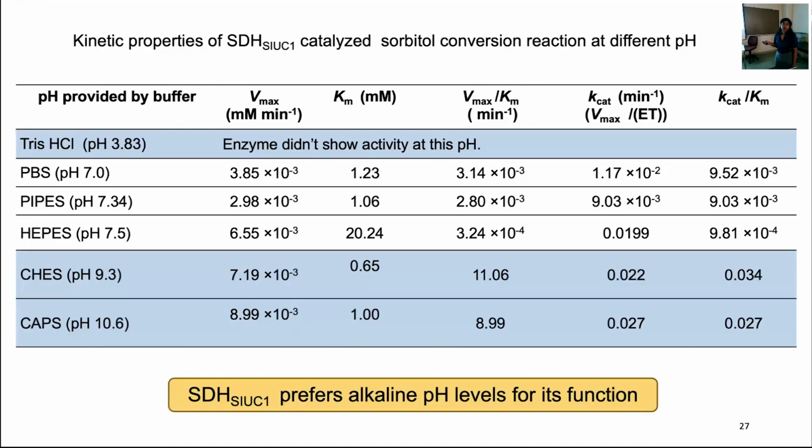So we did a kinetic property calculation for this experiment also, and we could see that when the pH is lower, at the acidic level, you couldn't see the enzyme being active, converting the substrate into its products. However, when you use alkaline conditions, you could see that the enzyme prefers alkaline conditions in converting its substrates.